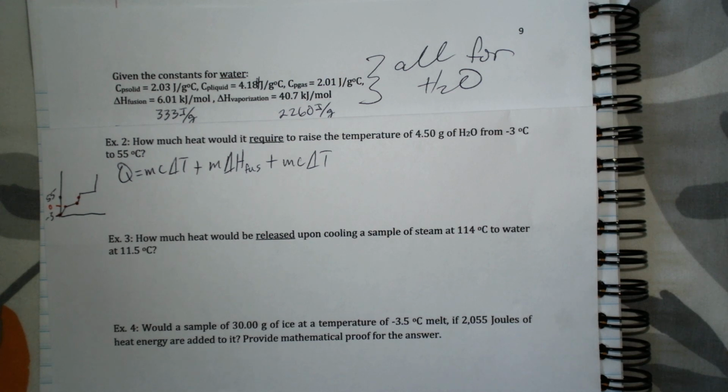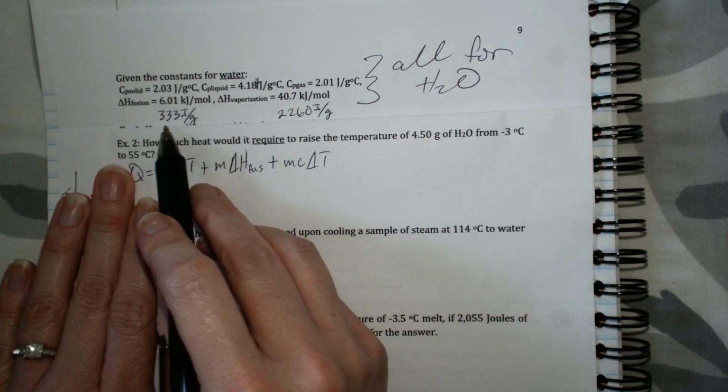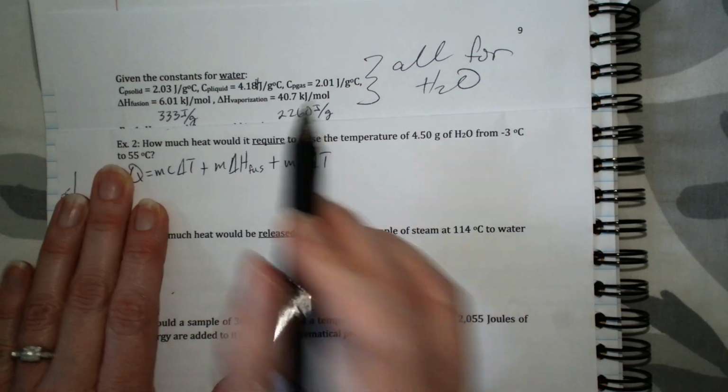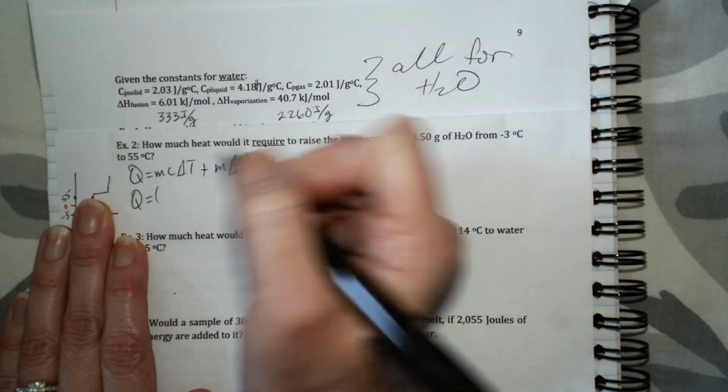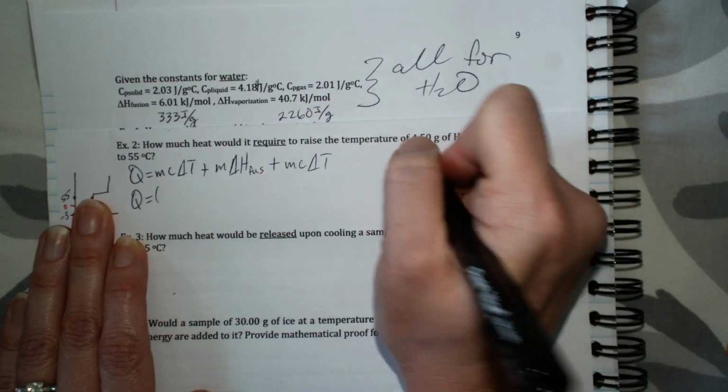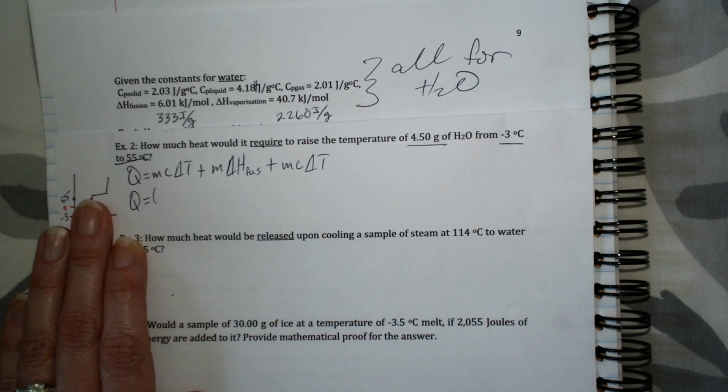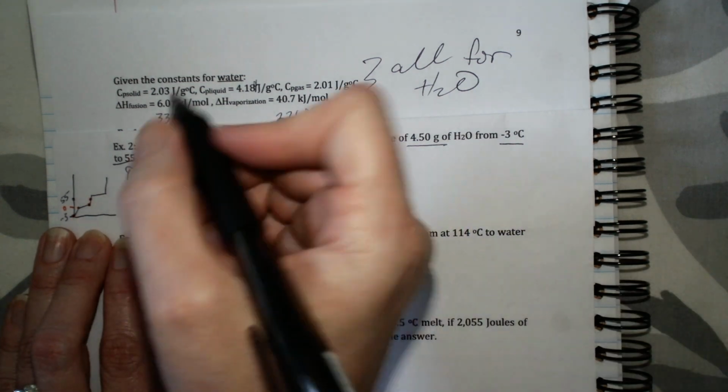Now I would not put units in here so much. I would probably just put numbers, and not worry about the units so much as long as you're using the correct constants, it should be fine. So I would say Q equals, okay, so it's 4.50 grams, and we're going from -3 to 55, but not all in one step. We have to do it in 3 steps.